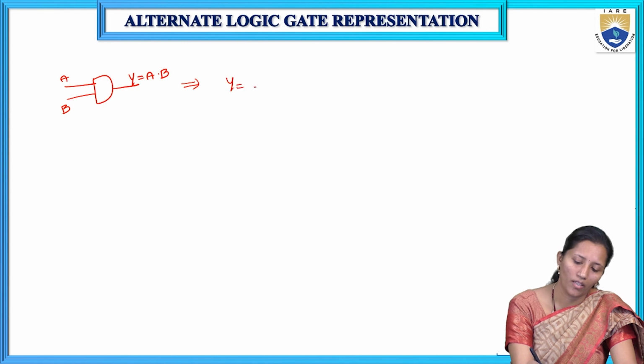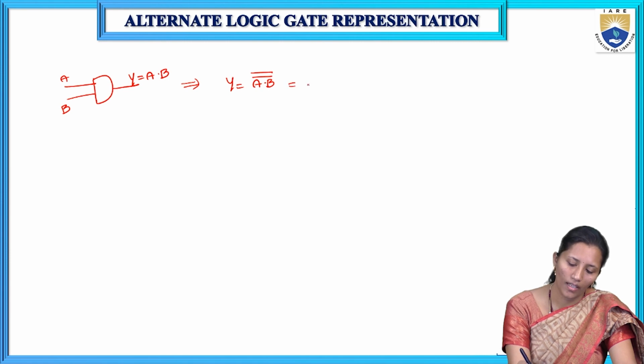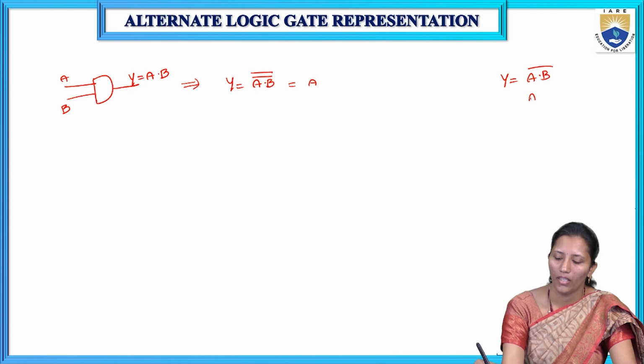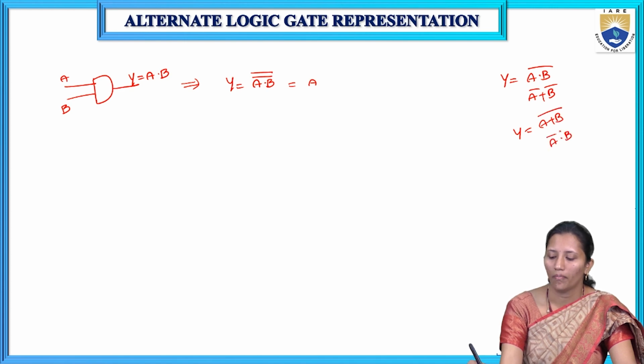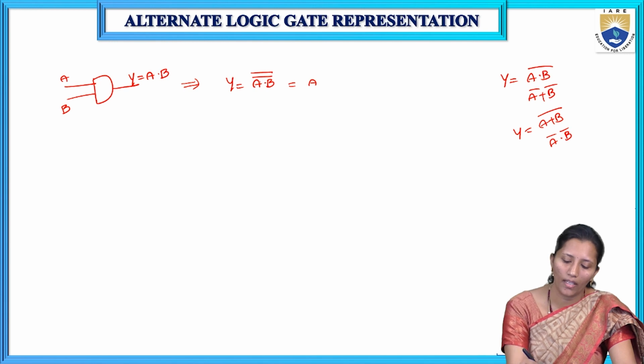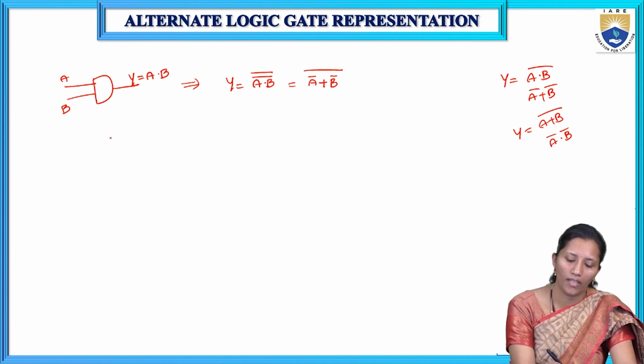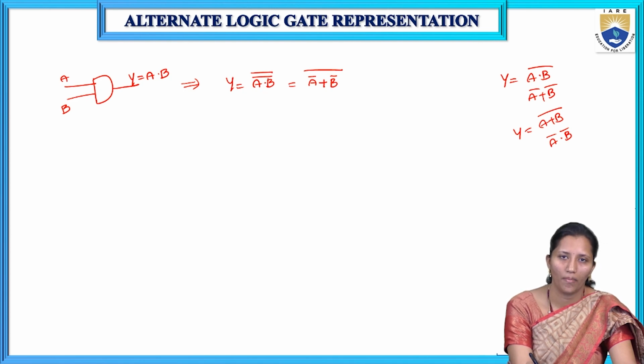De Morgan's law: Y is equal to (A dot B) whole bar. I am writing it here. What is De Morgan's law? (A into B) whole bar is equal to A bar plus B bar, and (A plus B) whole bar is equal to A bar into B bar. So here we can write A bar plus B bar whole bar, that is nothing but Y is equal to AB, that is AB only. So we can write it as (A bar plus B bar) whole bar.